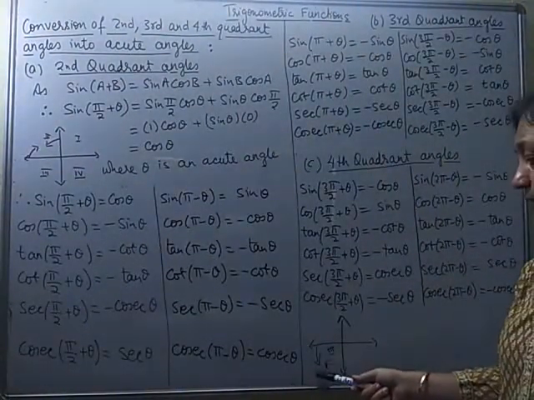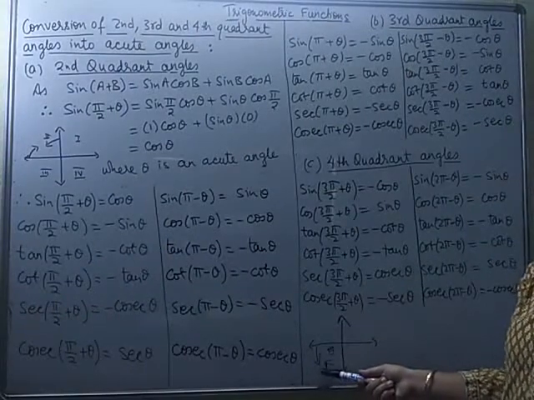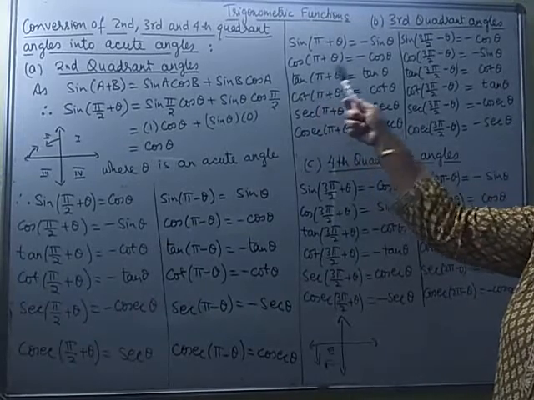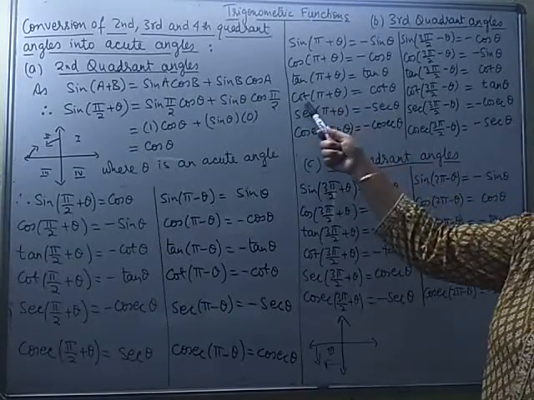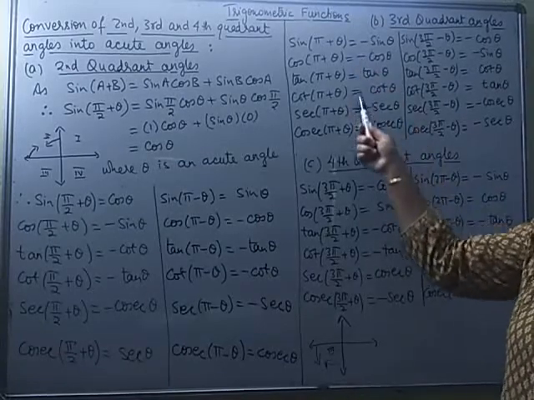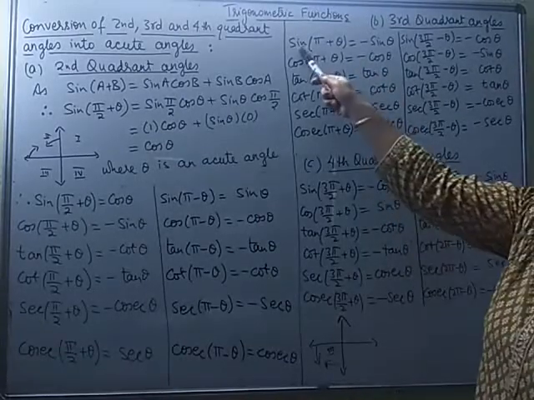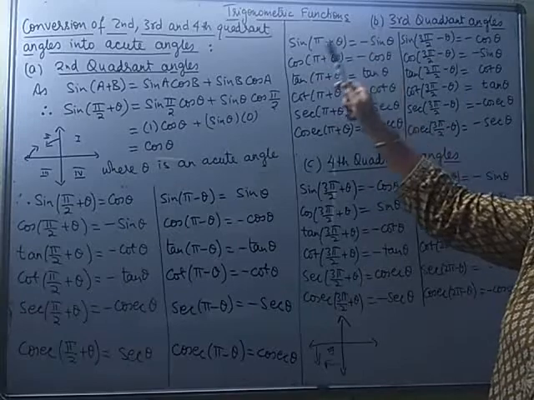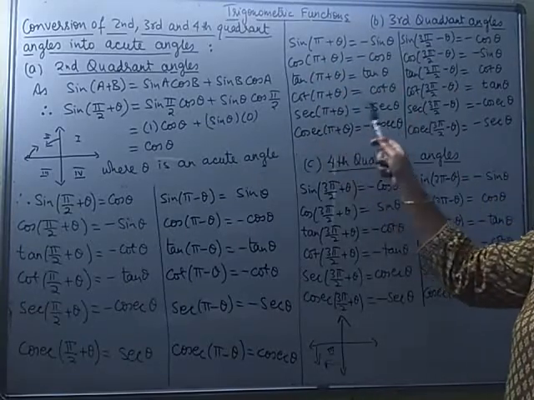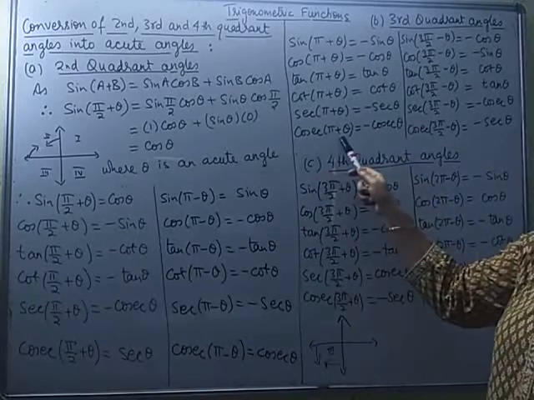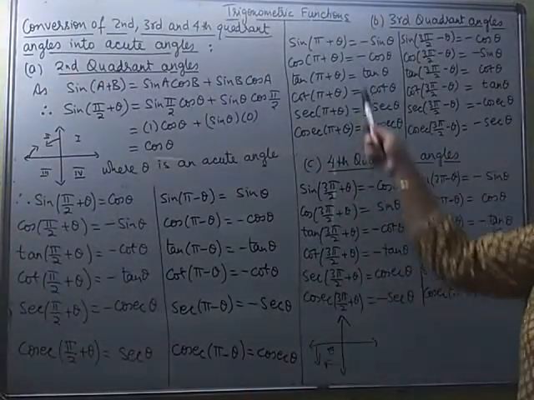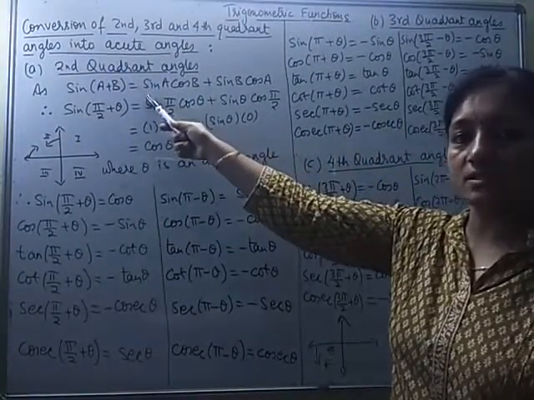So what do we know in the third quadrant? Tan theta and cot theta are positive. So tan pi plus theta is becoming tan theta, cot pi plus theta is becoming cot theta. But rest all have got negative sign. So sin pi plus theta is minus sin theta, cos pi plus theta is minus cos theta, sec pi plus theta is minus sec theta, cosec pi plus theta is minus cosec theta. All these can be derived using this result.